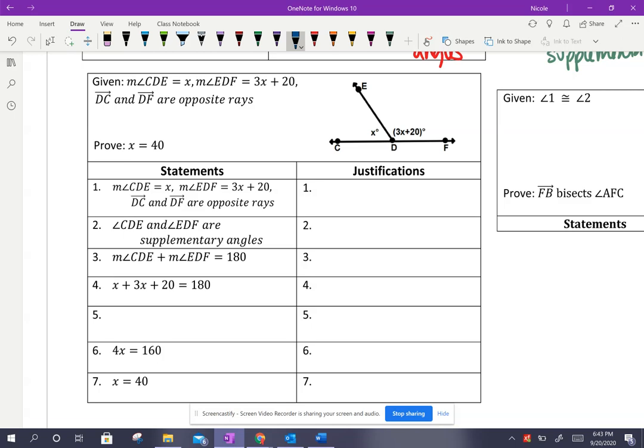It says in our given that angle CDE is x and that angle EDF is 3x plus 20. It also provides us with that DC and DF are opposite rays. If they are opposite rays, that tells us that together they form a line or a straight angle, which has a measure of 180 degrees. Okay, so we know that. And again, we have our given. That's always our first justification.